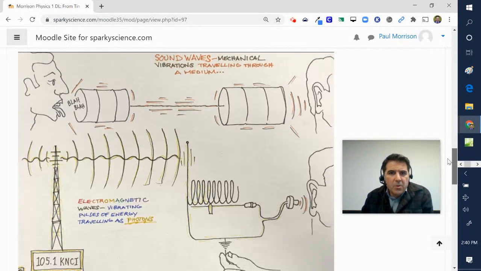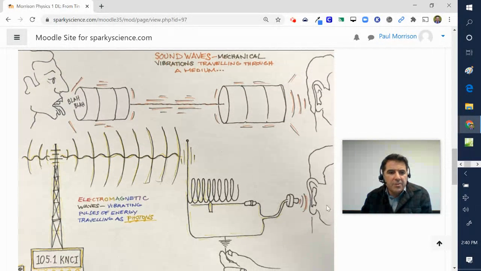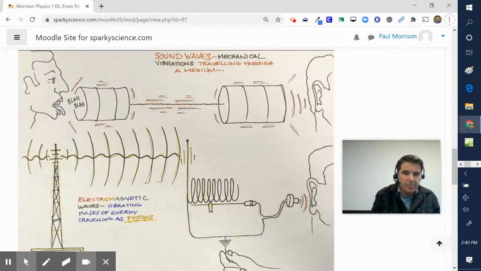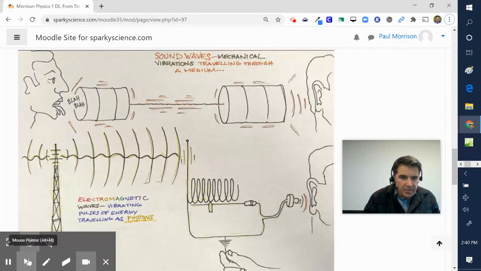Okay. So this top one is mechanical vibrations only. Let me see if I can bring back that and get some sort of a pointer. That's the mouse pointer. I'm not sure if you're actually seeing that.